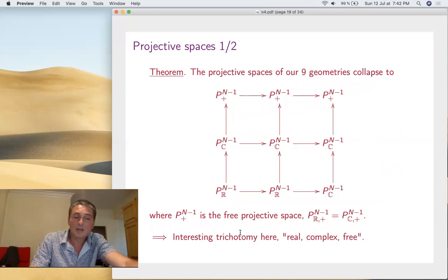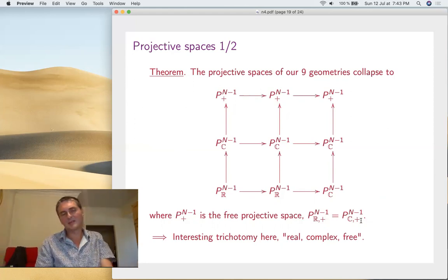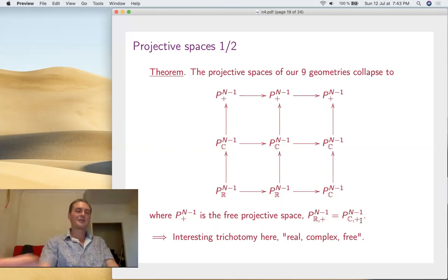Okay, one more thing about classification, projective spaces. So we've been talking, these projective spaces already appeared many times. So if you just compute them, here they are for the 9 geometries. You see they collapse only to 3 spaces. We have real here and here, then complex all over here, and free here, because you can prove this, that real and complex have the same projective space. So there's a very interesting thing here going on. I mean, instead of 9 geometries are fine. When we're passing to projective, we only have 3, real, complex, and free. So this is very nice.